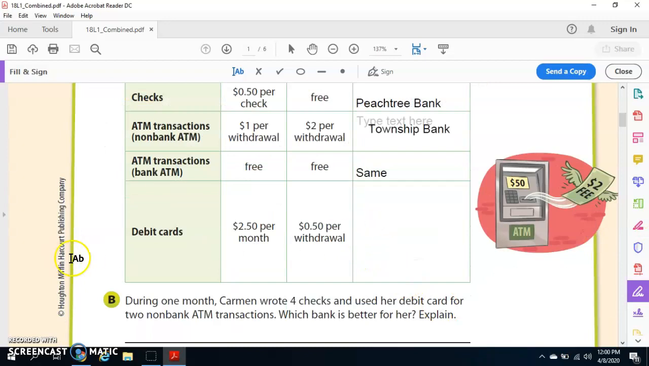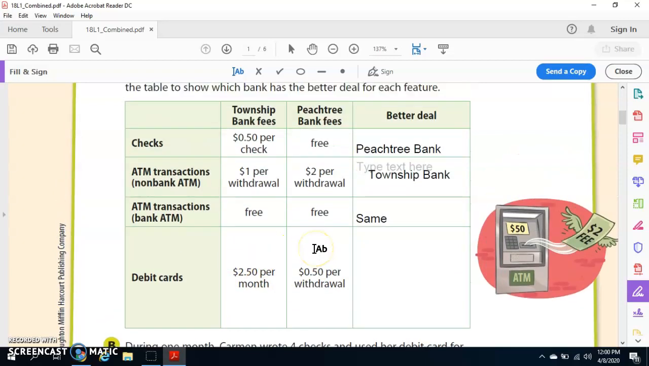All right, and on this next one, debit cards. Debit cards, however, $2.50 per month, whereas Peachtree is 50 cents per withdrawal. So on this one, it really depends. If I take out 5 withdrawals, 5 times 50 is 250. So it'd be about the same.